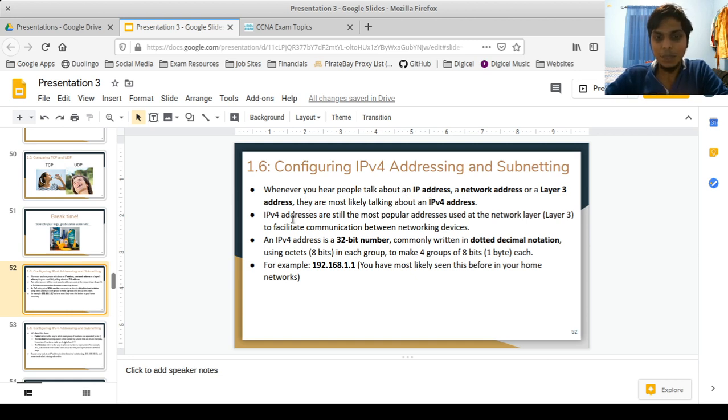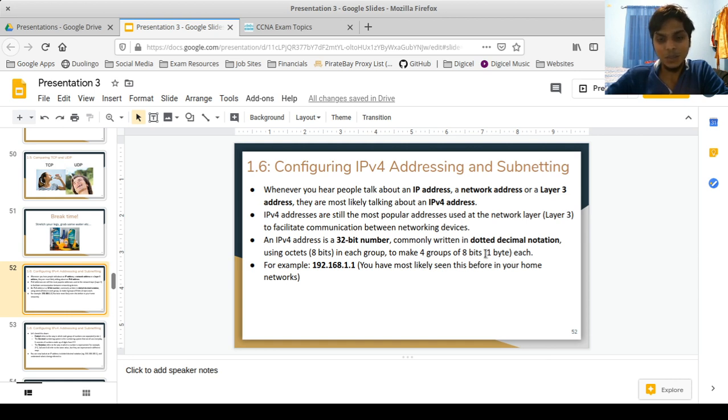IPv4 addresses are still the most popular addresses used at the network layer, which is layer 3, to facilitate communications between networking devices. So for a lot of people, everything CCNA and everything networking works on IP addresses. They don't even know about IPv6, because IPv4 was and is still so popular. So what exactly is an IPv4 address? Well, an IPv4 address is a 32-bit number commonly written in dotted decimal notation using octets, which are groups of 8 bits in each group, to make 4 groups of 8 bits, 1 byte each.